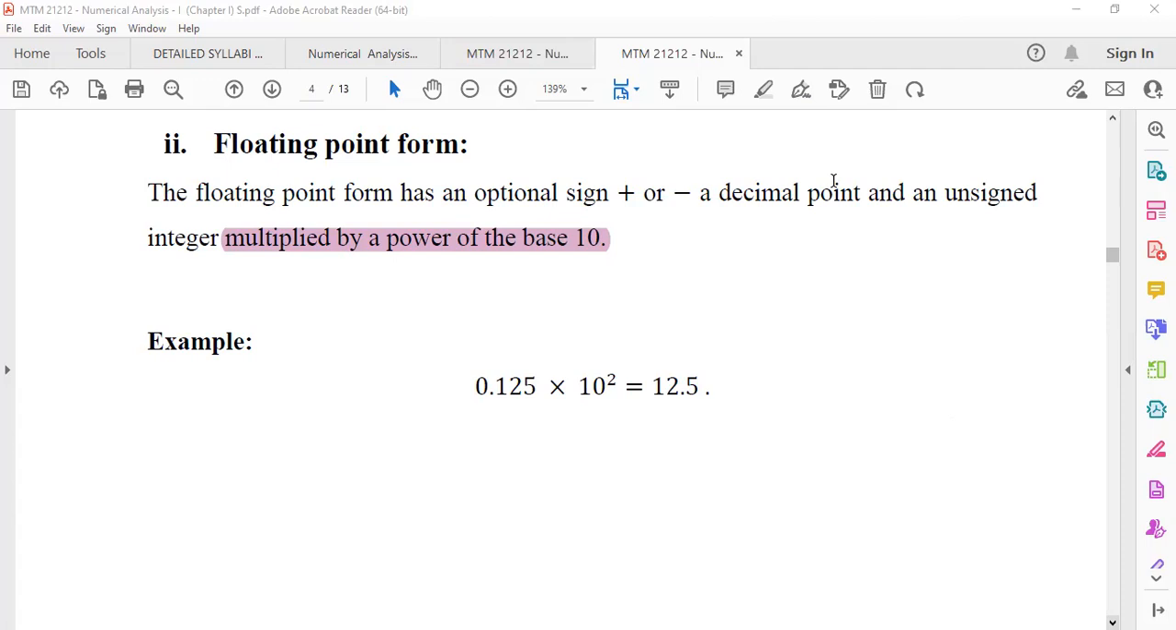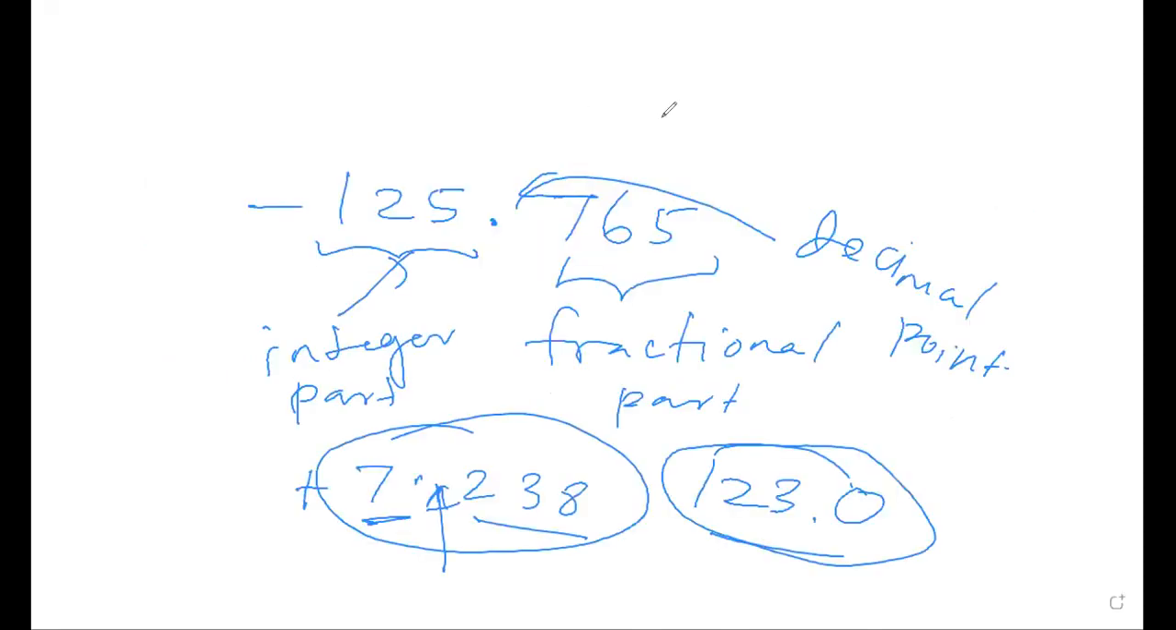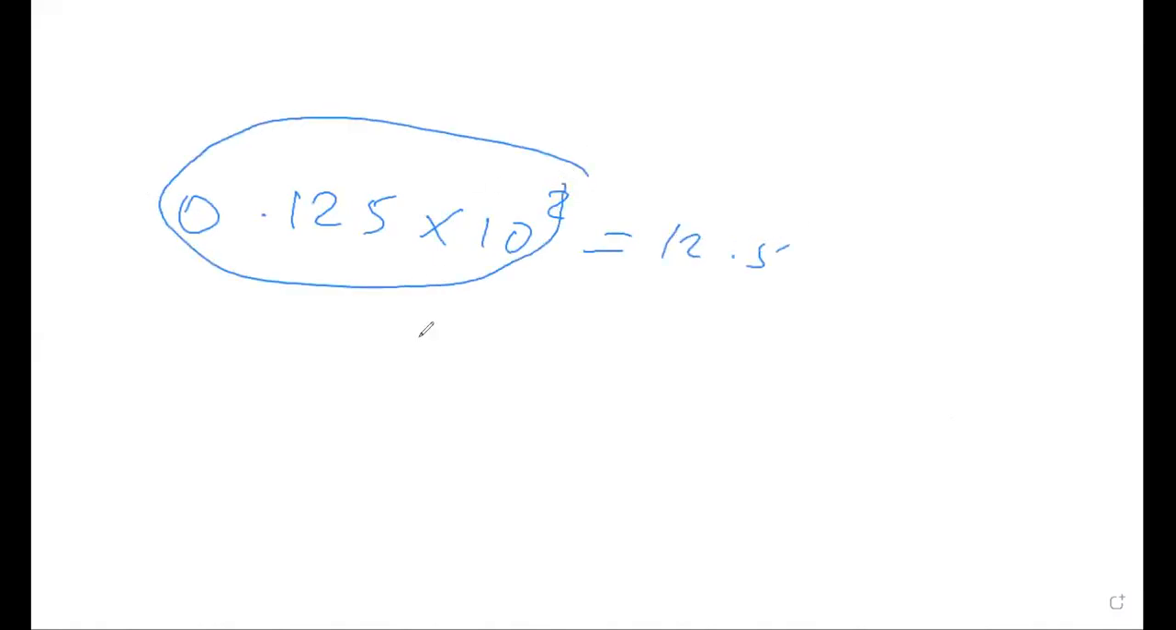Let's see one example for the floating number also. For example, let's say 0.125 times 10 to the power 2. This is of course the number 12.5, but this is a floating point number format. This is a fixed point number. So that's the difference. So why are we having these two different representations?